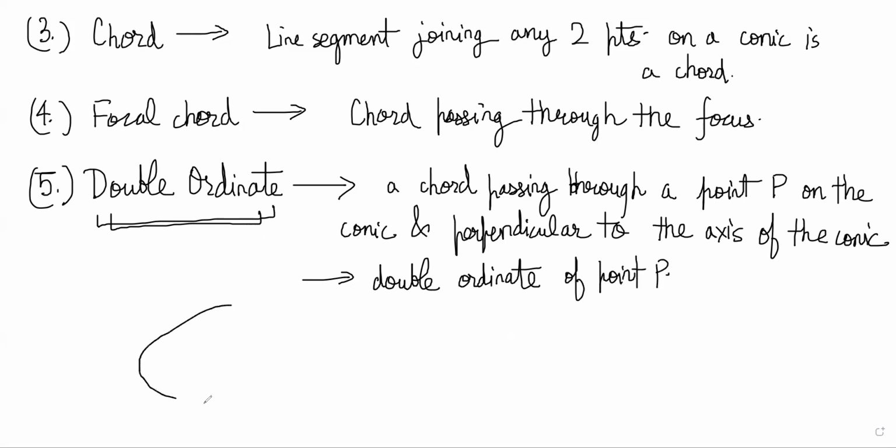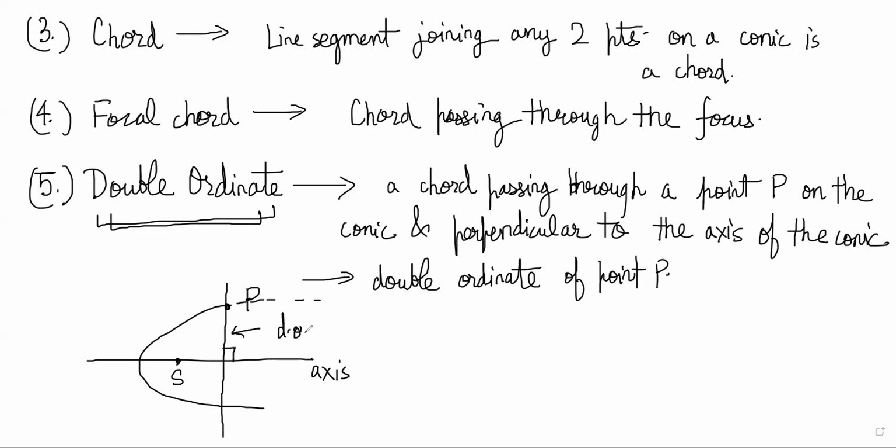For example, if I have a parabola like this is my axis of the parabola. This is my focus. If there is a point P here on the parabola, the chord through P, but perpendicular to the axis. So it should be a chord like this. This is perpendicular to the axis. This line is the double ordinate of point P. So notice that this double ordinate will cut the parabola at 2 points, P and Q, right? So that is the meaning of double ordinate.